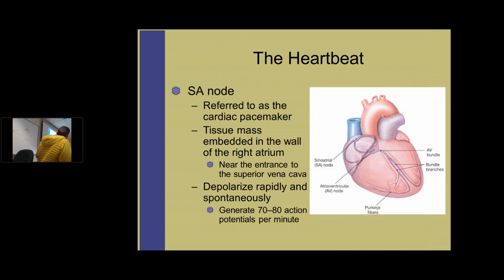So with the SA node, you just have to know it depolarizes spontaneously. And it generates, at default, this says 70 to 100 or 70 to 80. We've talked about 60 to 100 before, but that's the default setting for the conduction system.